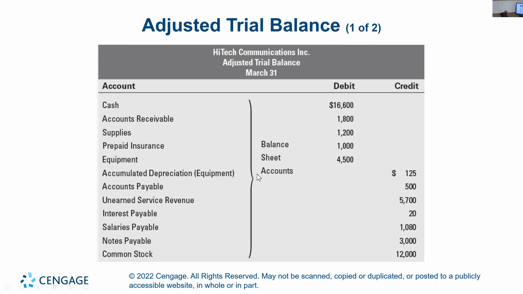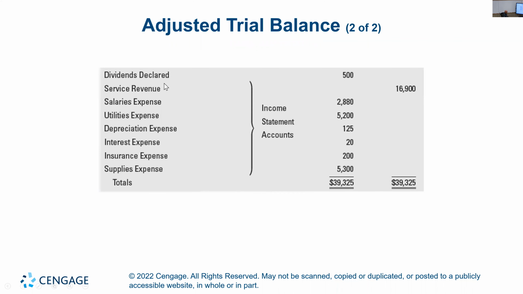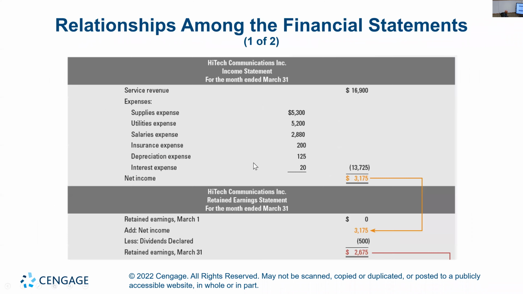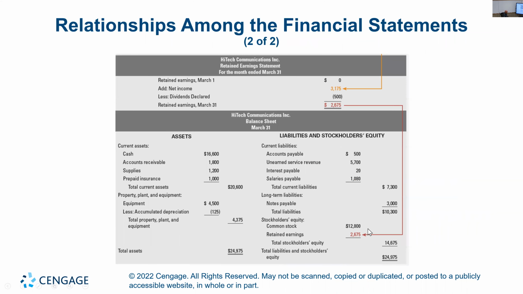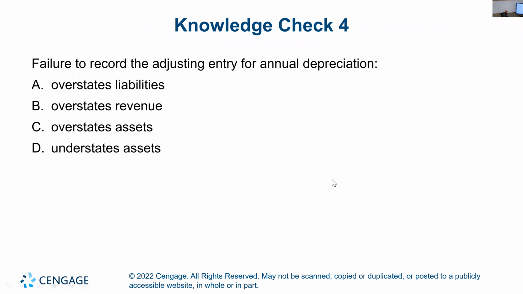As you can see here, if we have an adjusted trial balance, all this stuff, and then we get down here, we have dividends, revenues, and expenses, or income statement accounts. We find our net income, move it into retained earnings, plus the dividends, and then on to making the balance sheet.